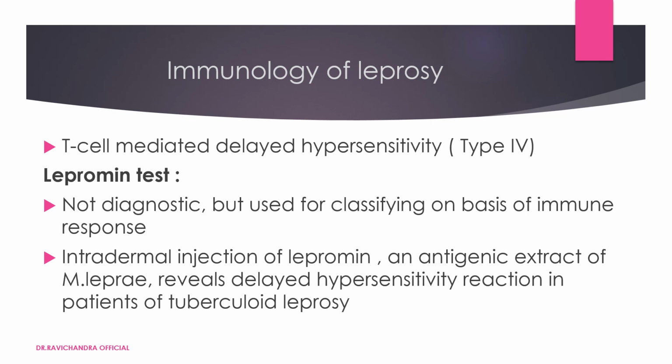Coming to the immunology of the leprosy, it is hypersensitivity reaction type 4, delayed hypersensitivity reaction, and that too T cell mediated delayed hypersensitivity reaction. Lepromin test is not a diagnostic test, but it is used to classify the leprosy on the basis of the immune response. Intradermal injection of lepromin, an antigenic extract of Mycobacterium leprae, will reveal the delayed hypersensitivity reaction in patients of tuberculoid leprosy.